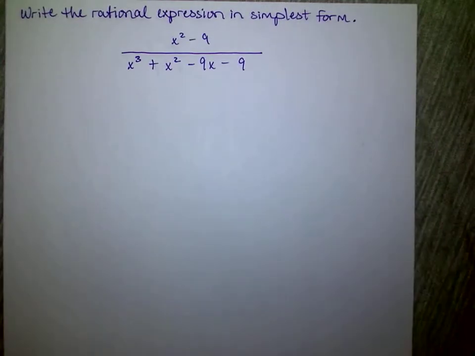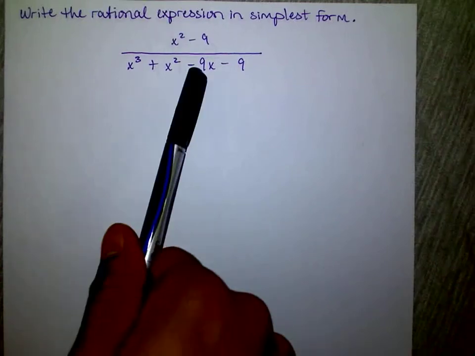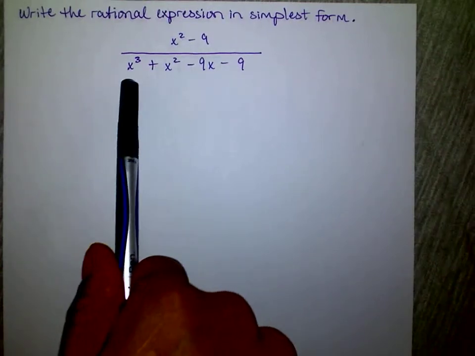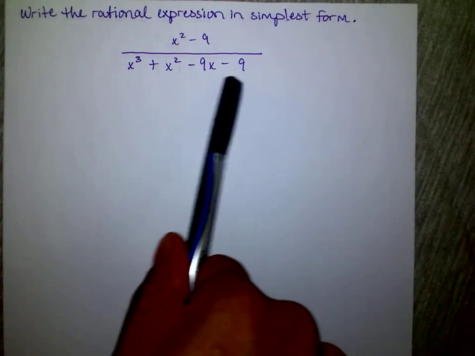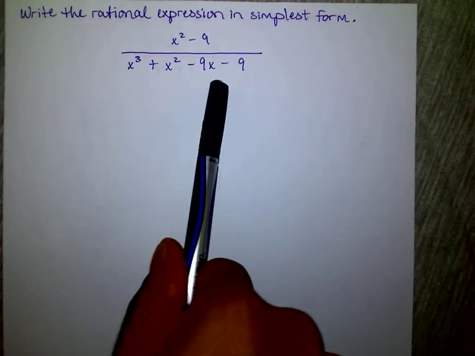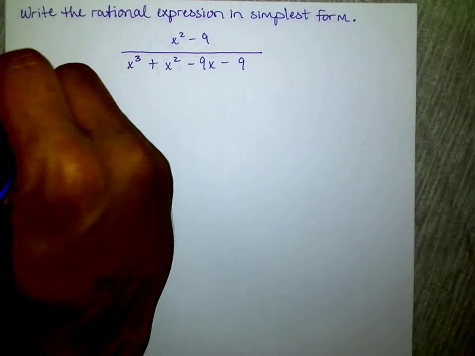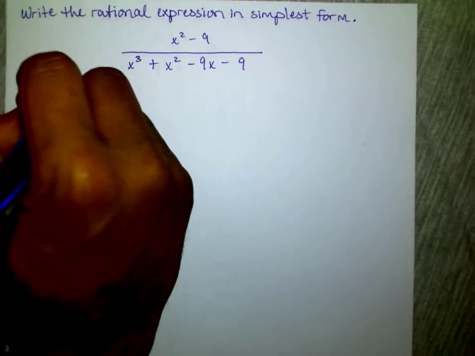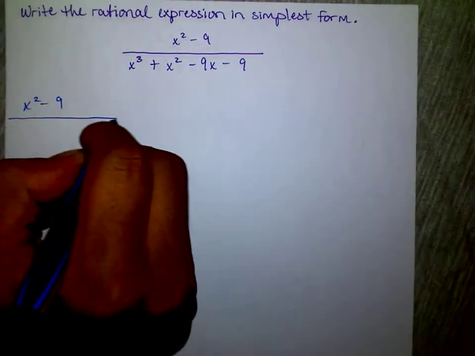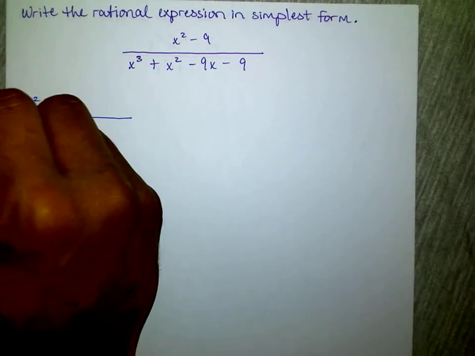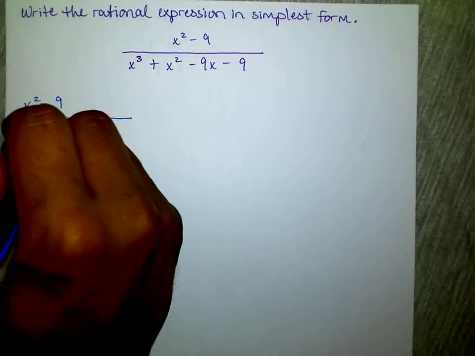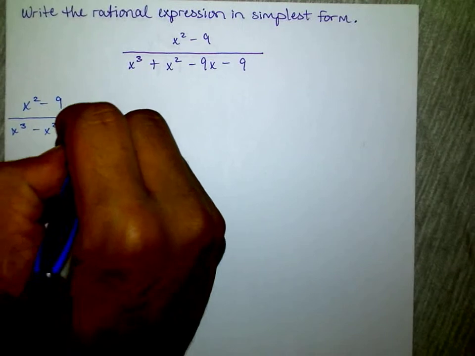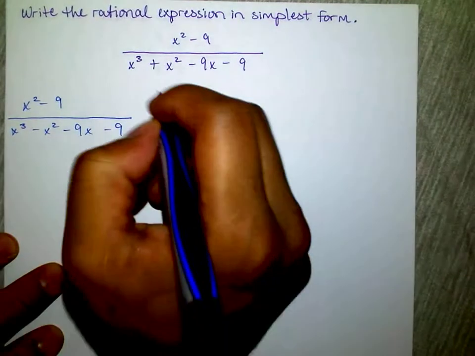We have x squared minus 9 over x cubed plus x squared minus 9x minus 9. Now, on the top, we have a difference of squares, and on the bottom, we're going to factor by grouping. I'll show you what that means in a moment. So, rewrite it: x squared minus 9 over x cubed plus x squared minus 9x minus 9.